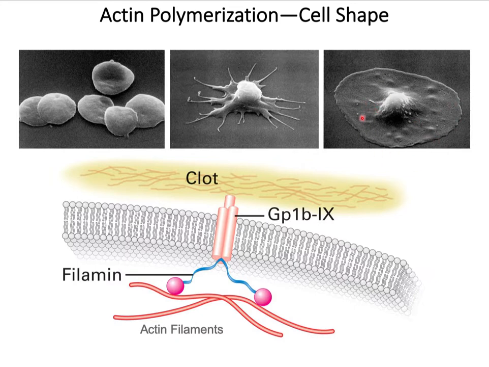A lot of this is mediated by the changes in actin. In particular, it is mediated by a transmembrane protein complex known as GP1B9, which can interact with a clot on the outside and with actin on the cytosolic side of the platelet membrane. It connects with the actin through filamin. So this is another role of filamin, which is a cross-linking actin-binding protein.